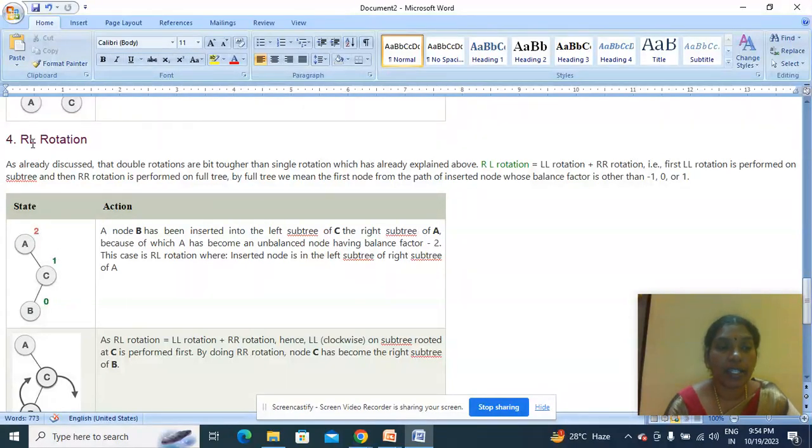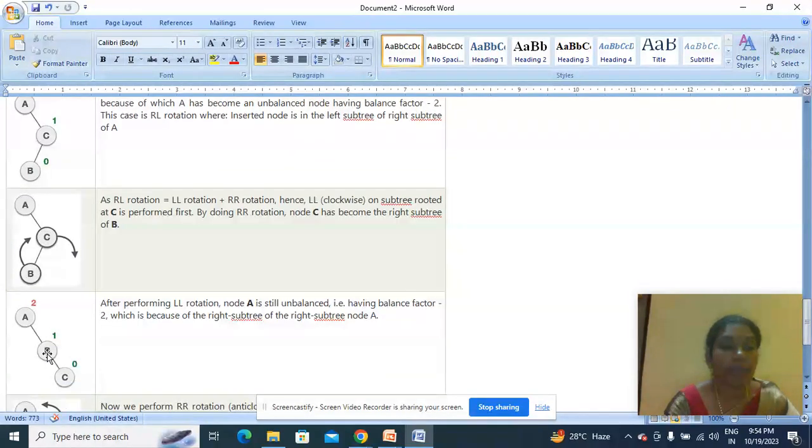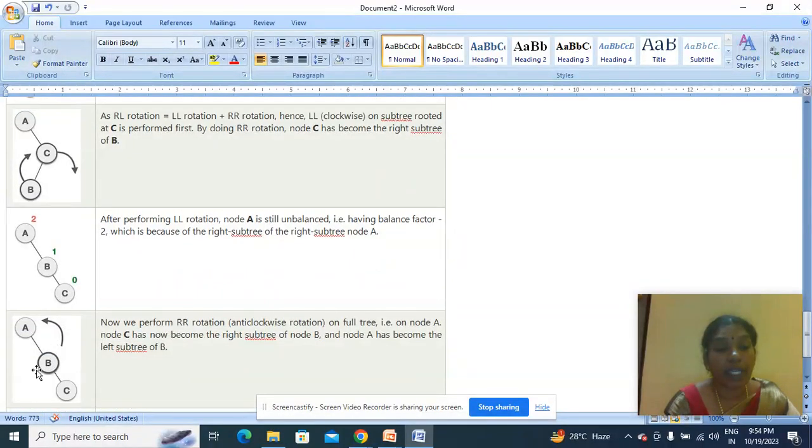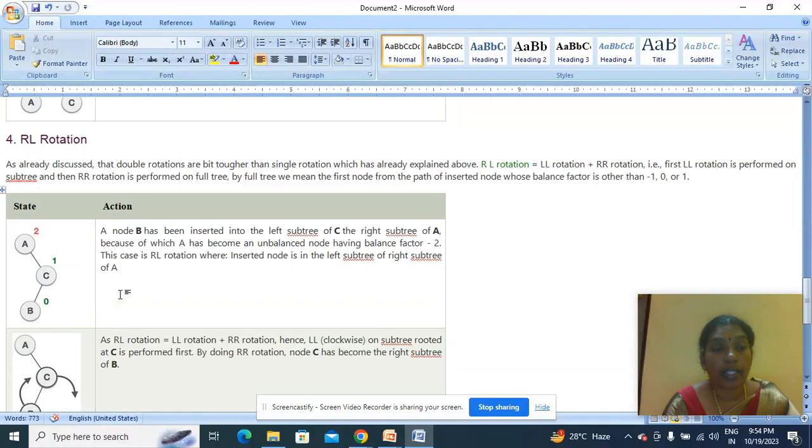Here the double rotation is first the LL case followed by the RR case. LL means one step clockwise. B is moved to the C position with one step clockwise. Now the tree becomes B as the root and C as the child. Again, we have to take an RR rotation, so in the anti-clockwise direction we have to tilt the tree. So now B becomes the root, A becomes the left child, and C becomes the right child. So this is called the RL case.